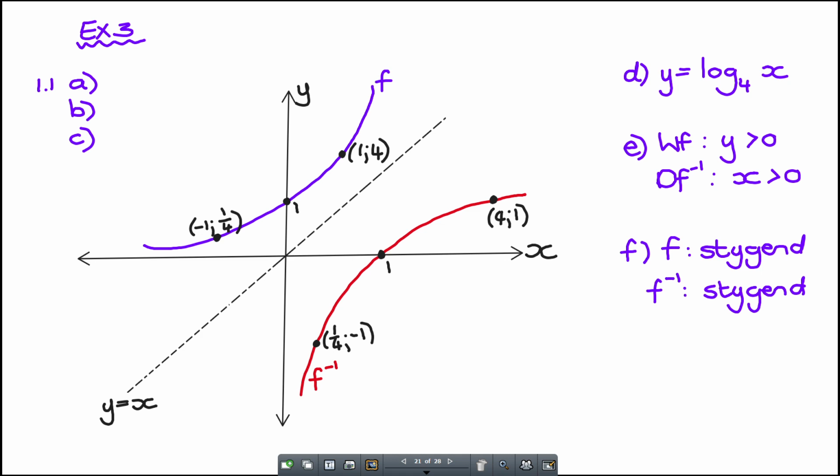Exercise 3. This is now 1.1. Jy het nou nie jou huiswerk gedoen nie. Okay, then, what? Say what? That's okay. Does it still go through here at y is what? Do you have another coordinate on there? 1 and 4, then your graph is perfect. That's okay.